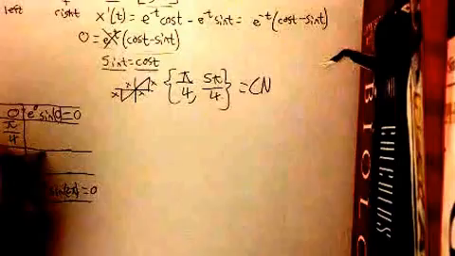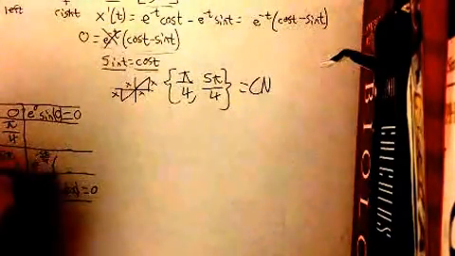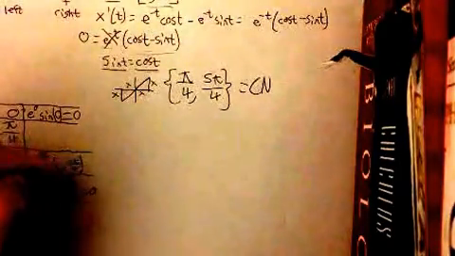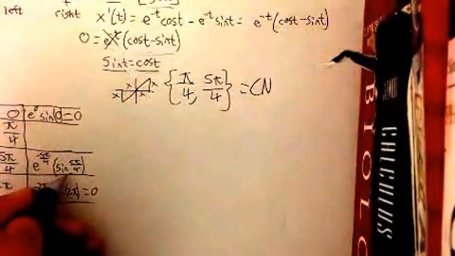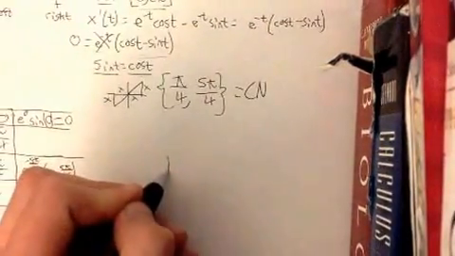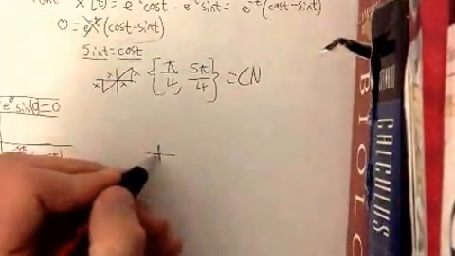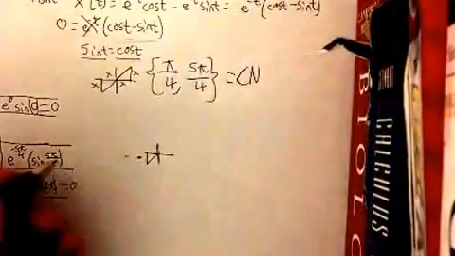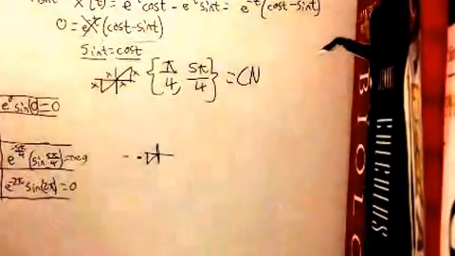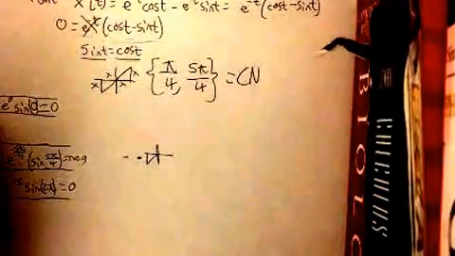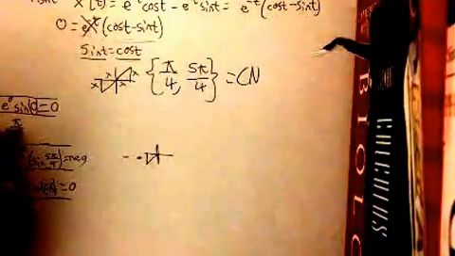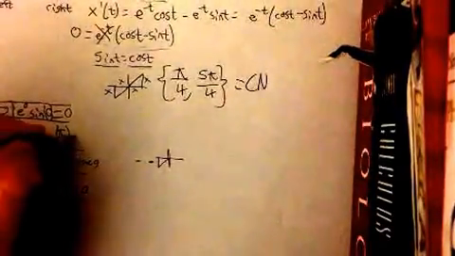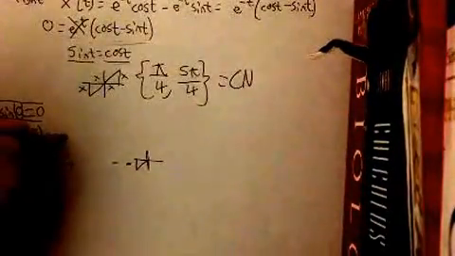So e to the negative 5 pi over 4 times the sine of 5 pi over 4 is going to equal some negative number, because as we know, if you're drawing your coordinate plane and you get to 5 pi over 4, this sine value is going to be negative. Okay? So I'm just going to write neg. Then for pi over 4, conveniently enough, e to the pi over 4 times sine of pi over 4 is actually a positive value.